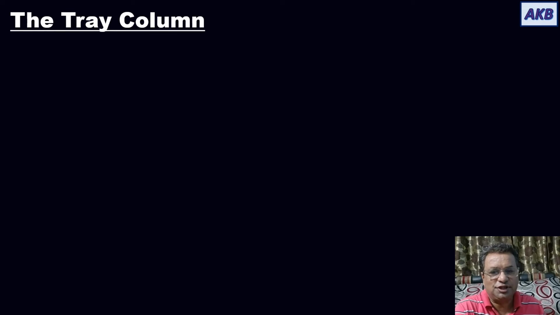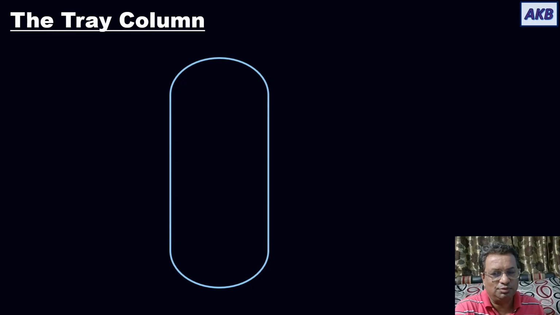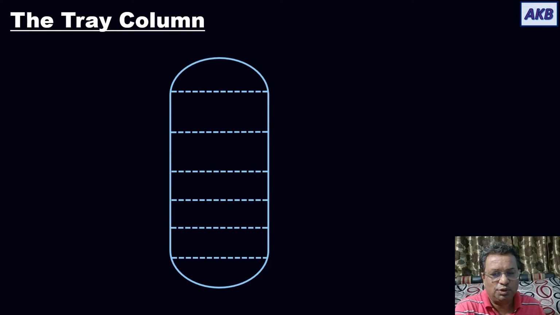Now let us look at the tray column, the schematic of the tray column. So this is the tray column. These are a few trays in the tray column. The topmost tray is the first tray or first plate, and the bottommost tray is the nth plate or nth tray. That means there are capital N number of trays in this particular tray column.